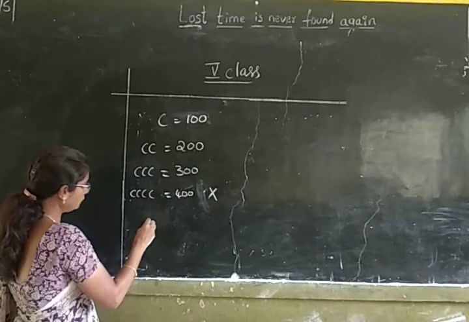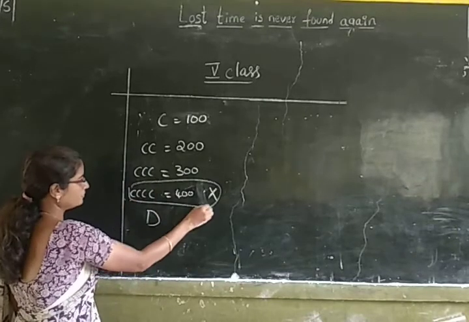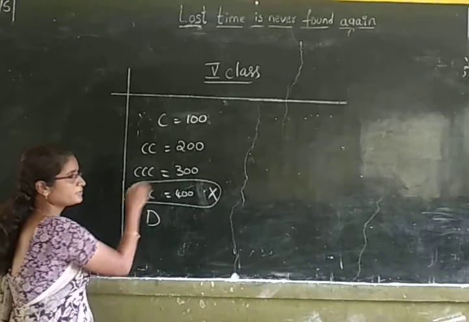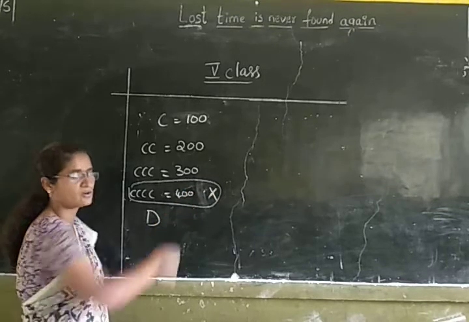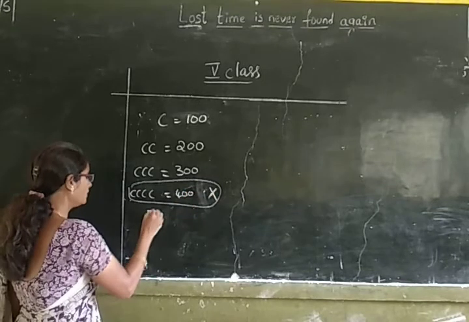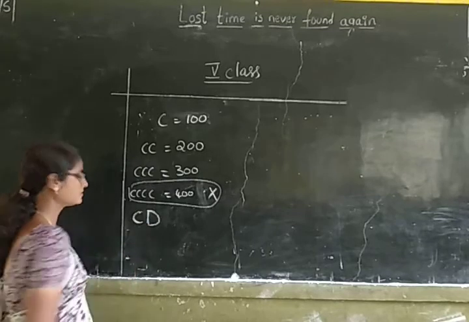Then how can you show 400? Writing CCCC is the wrong way, because C is repeated more than 3 times. So how do you show 400? You can show it as CD.